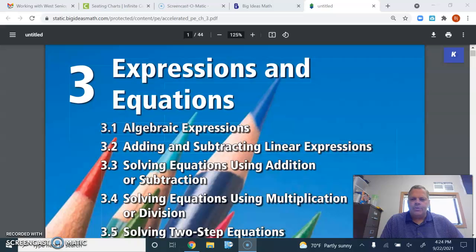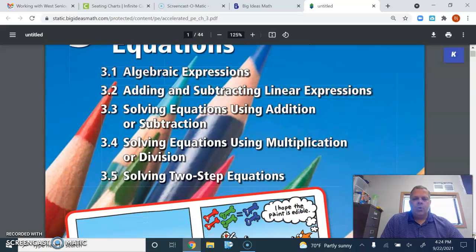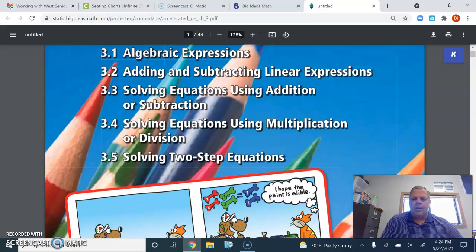The first thing that I'm going to start out with is a quick, short introduction on Chapter 3. Chapter 3 will be learning about expressions and equations. In 3.1, we'll be dealing with algebraic expressions. 3.2, we'll be adding and subtracting linear expressions. 3.3, we'll be solving equations using addition and subtraction. 3.4, we'll be solving multiplication and division equations. And 3.5 will be solving two-step equations. We'll also add in a couple of other things in this unit so that you are aware.